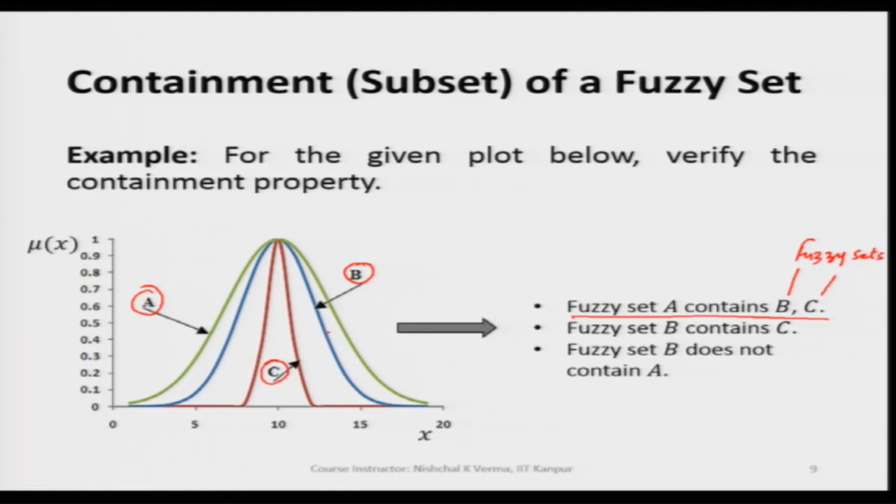And we can also say that fuzzy set B does not contain A. If we compare fuzzy set B and fuzzy set A, we can clearly see that the membership values corresponding to their generic variable values in both cases, the membership values of B fuzzy set are less than membership values of A. So, that way we can say fuzzy set B does not contain A.